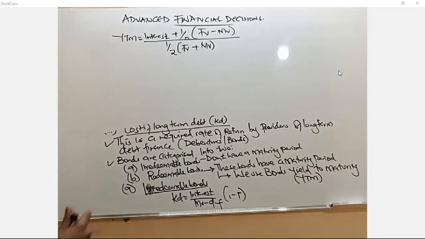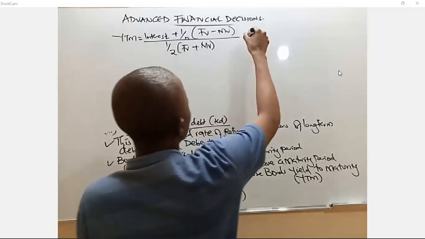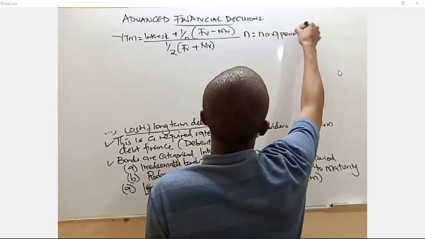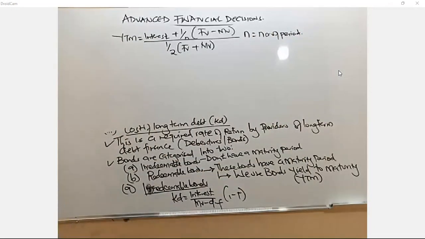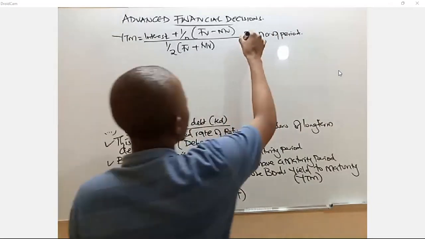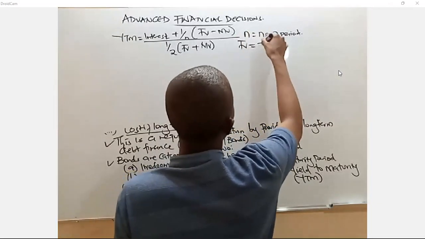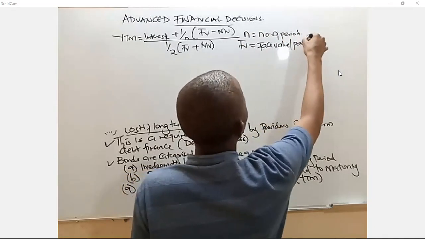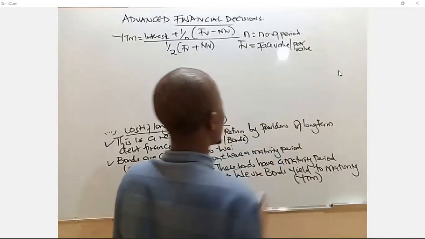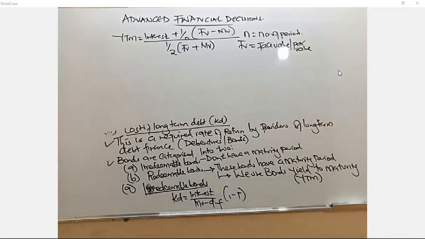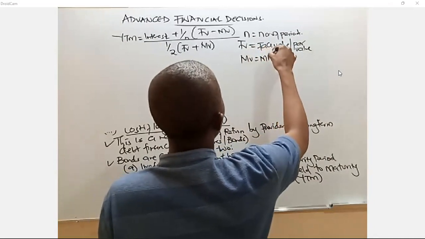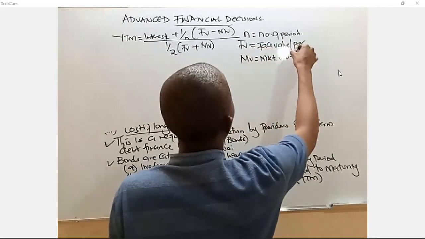N is the number of periods. We are also discussing FV, which is our face value, or the par value. Then we have MV, which is the market value.